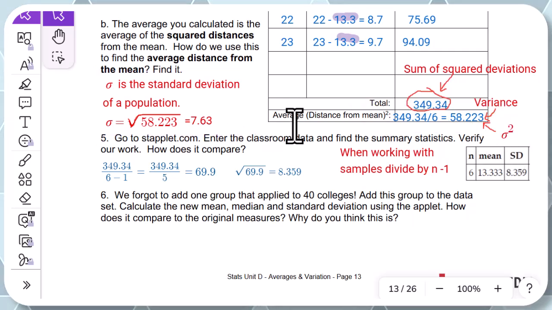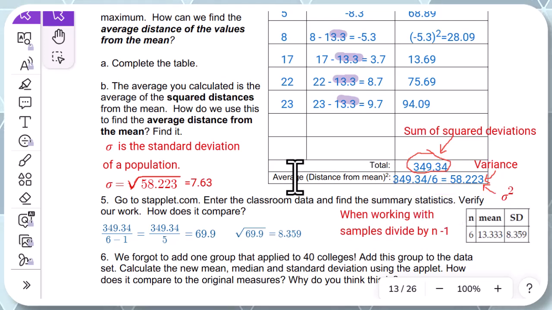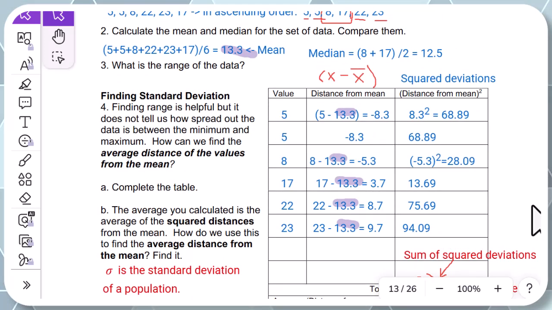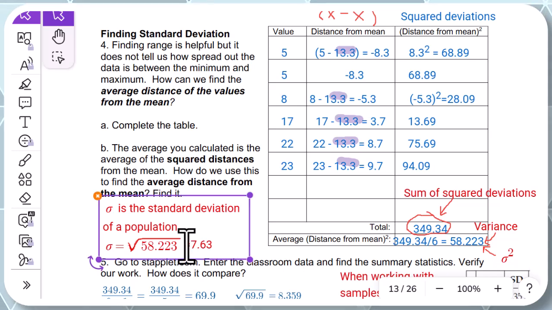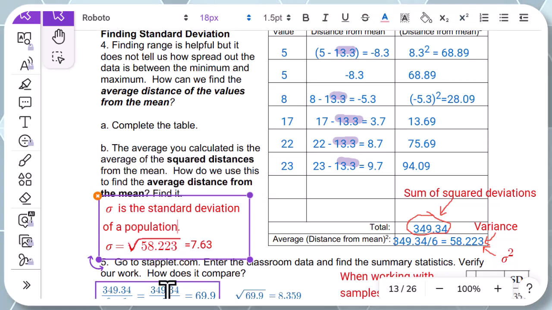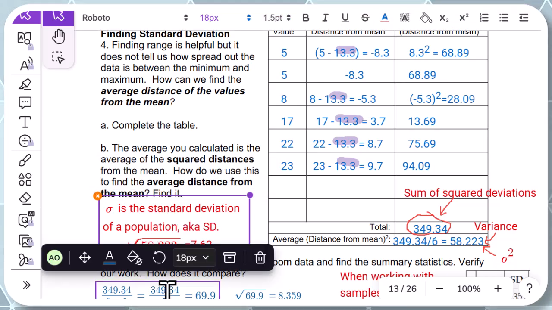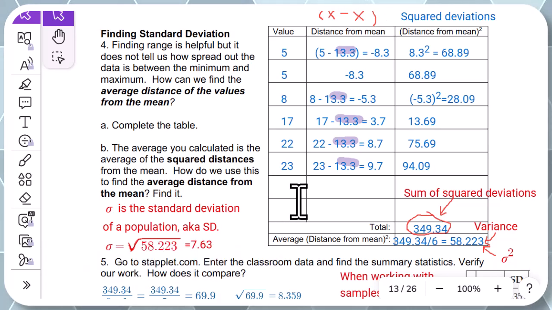The only problem with using this to measure spread is we know that the average distance between these data points at 13.33 is not 58. The range isn't even 58. 58 is too big a number. The reason is because we squared it. So then we take the square root of it, and that gives us our standard deviation. Sigma is the standard deviation of a population, also aka SD. We take the square root of that, and we get 7.63. So that makes more sense.